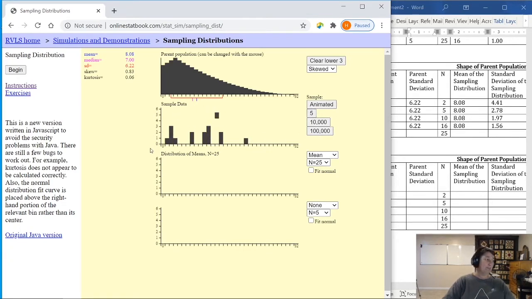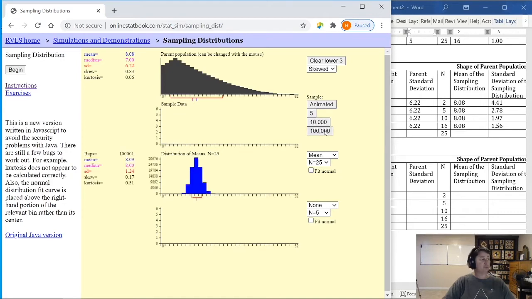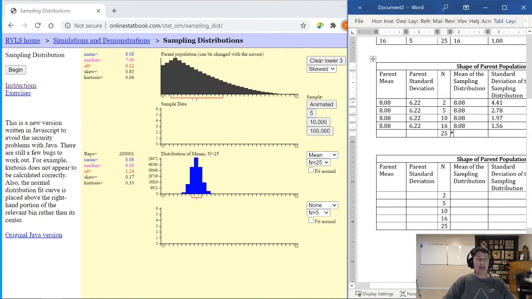I'm going to find the mean of that data. I'm going to do that over and over again. So there's my sample mean. I'm going to create a new distribution of those sample means. Do that a couple of 100,000 times. And I now have 8 and 800ths, and my standard deviation is 1 and 2400ths.